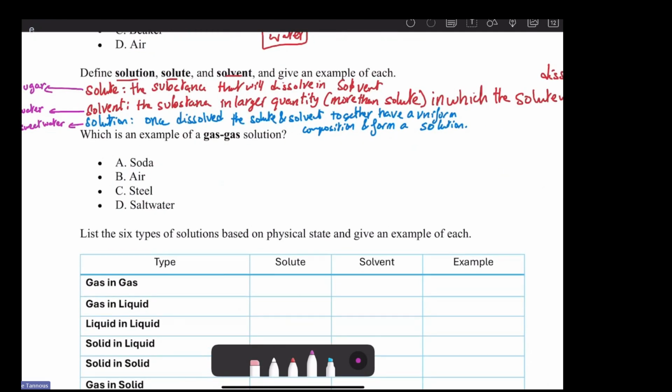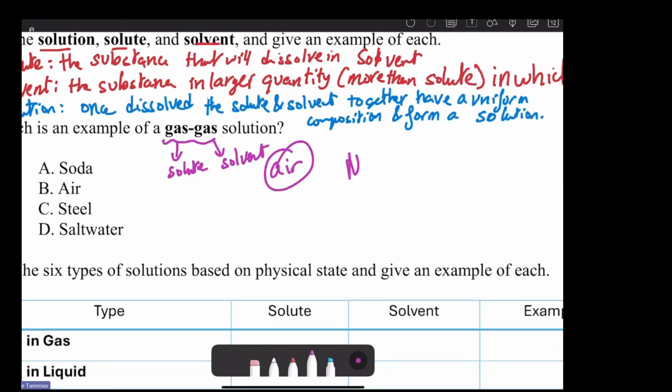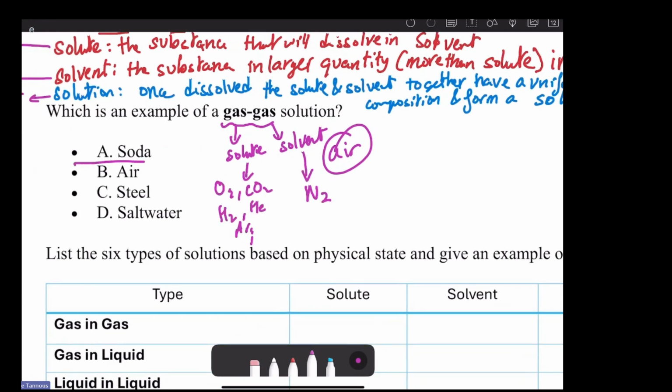Next, which is an example of a gas-gas solution? It means that the solute and the solvent are both gases. The best example to this is the air, which is composed of many gases. The solvent in the air is the nitrogen, and the solute is oxygen, carbon dioxide, hydrogen, helium, argon, all the other colorless, unseen gases. But the one in larger quantity is the nitrogen. So this is the solution of air.